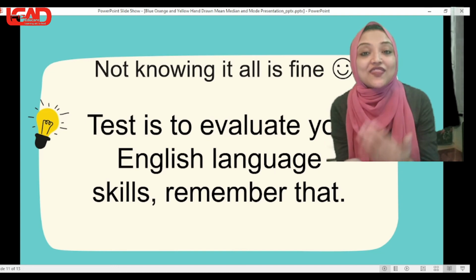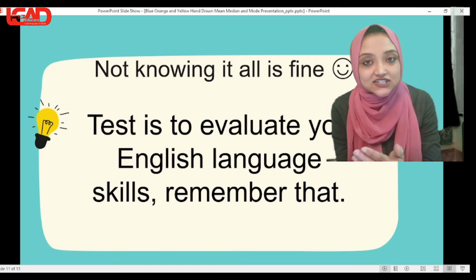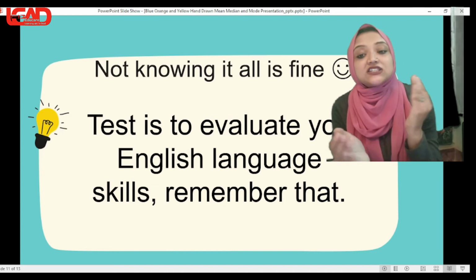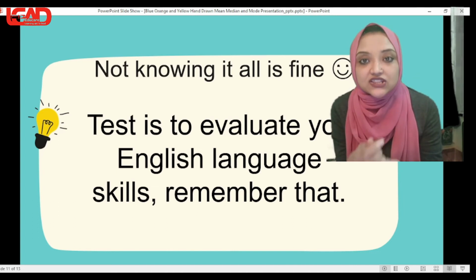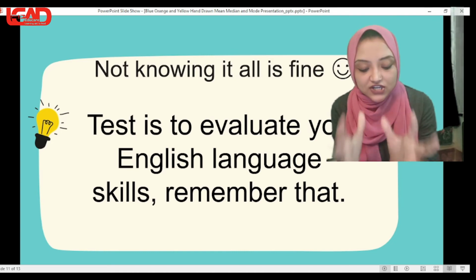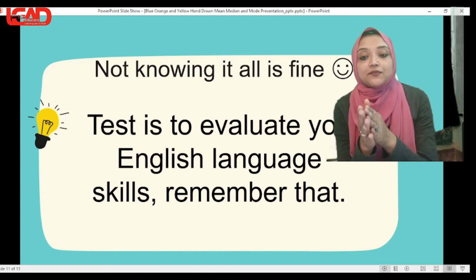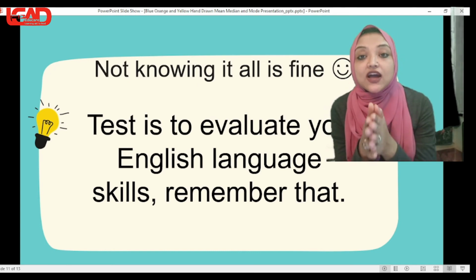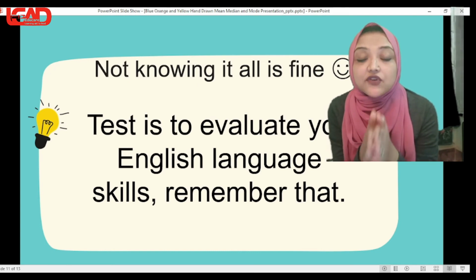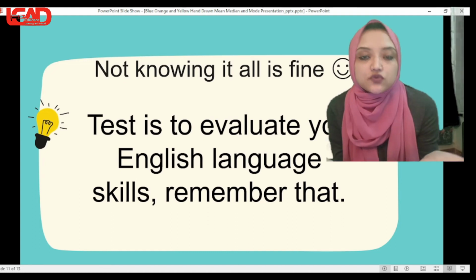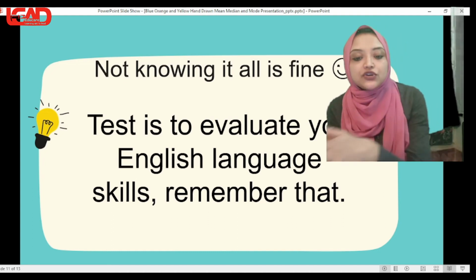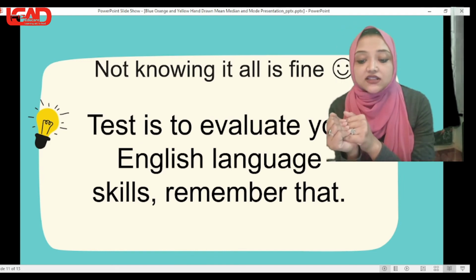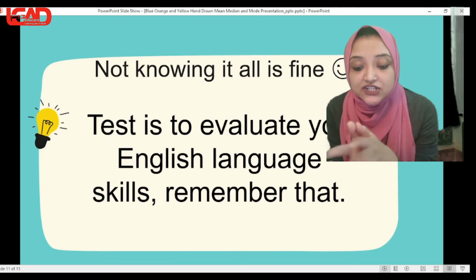The test is not there to evaluate your general political or science knowledge. It's there to evaluate your English language knowledge. So if you're asked a question that you have no idea about, when you're asked to talk on your own, and you're given a topic that you have no idea about, for instance, if you're asked, do you think space tourism should be allowed?